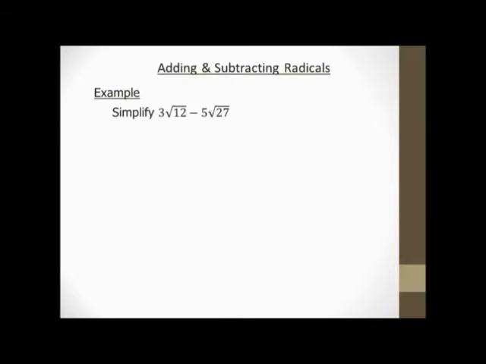We're going to simplify 3 square root of 12 minus 5 square root of 27. In order to add and subtract radicals, I need to simplify each term. So let's simplify 3 square root of 12. That's going to be 3 times the square root of 2 times 2 times 3. My index is a 2, so I'm going to circle 2 2's, bring one out. So that's 6 square root of 3.